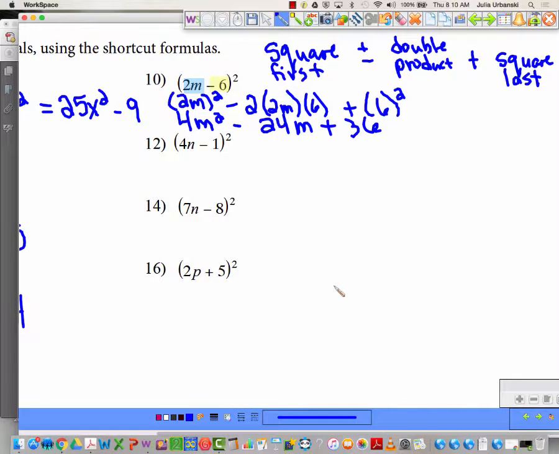Okay, so for number 12, square the first number. The first number is 4n. Square that. What do we got? 16n squared. For the middle, is it going to be positive or negative? Negative. Now all you do is 4n times 1 and then times 2. What's that going to be? 8n. 4n times 1 is 4. Double it. Times 2, you get 8n. And then the last one is just the last number squared. 1 squared would be? That's how fast those can go if you recognize the pattern.